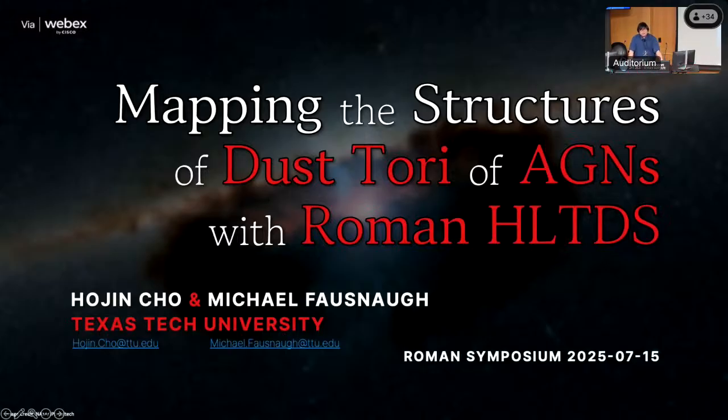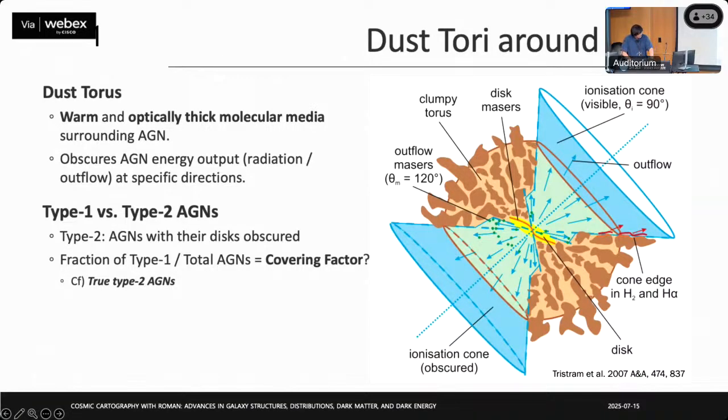So I'm Ho-Jin Cho, a postdoc from Texas Tech, and I'm going to talk about AGN reverberation mapping studies using the Roman High Latitude Time Domain Survey, which I think is the only talk related to this topic. That is surprising because the Roman Space Telescope is made for this kind of study, and this is very important regarding galaxy evolution and cosmology.